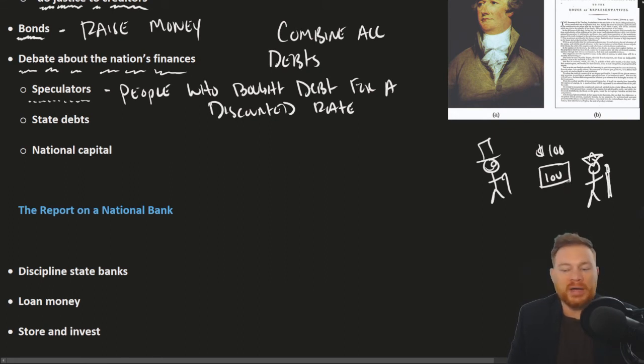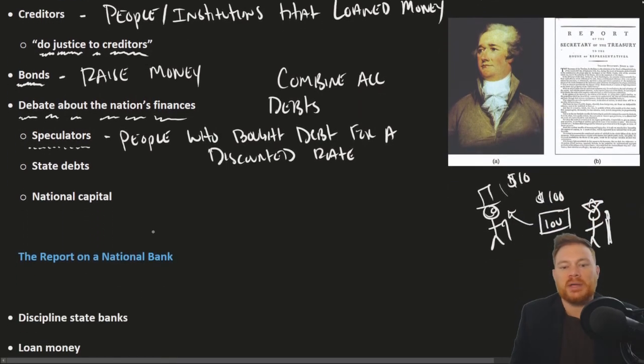So I'll buy this IOU off of you for, let's say, $10, right? And in this case, a lot of the veterans, a lot of the people who were holding these IOUs said, okay, I'll take the $10. And this IOU then ended up in the hands of speculators.